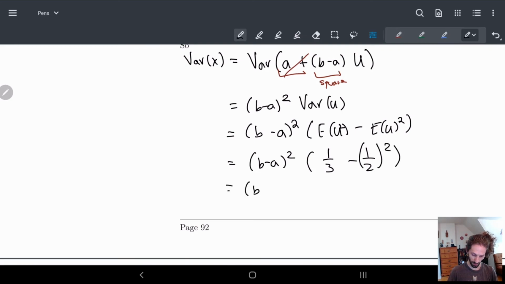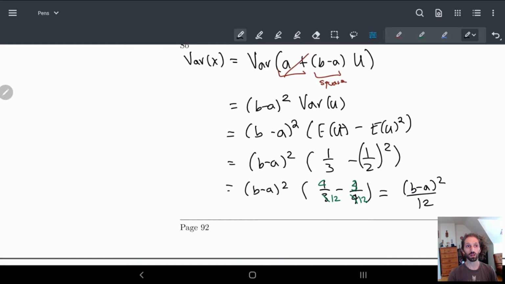So we get b minus a squared times 1/3 minus 1/4. What is this? Let me see. This is 4/12, 3/12, so it's 1/12. So basically this is just b minus a squared over 12. So this is a much nicer way to do things. It's a lot less work in essence than trying to do the entire integral.